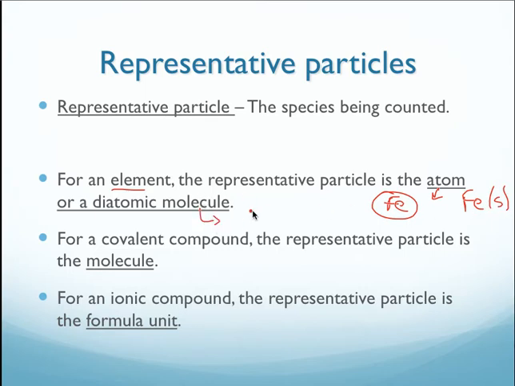If I was writing a diatomic molecule, oxygen, oxygen happens to be a gas. Okay? If I were drawing it, I would draw it like that to represent 2 atoms joined together in a chemical bond. So for a covalent compound, the representative particle is a molecule. For an ionic compound, the representative particle is called a formula unit. And we'll get into that in a little bit when we talk more about bonding in a future unit.